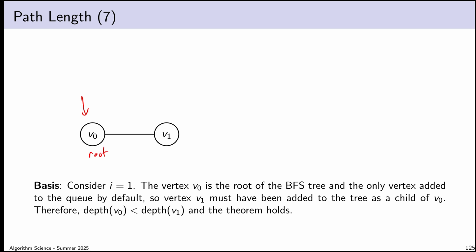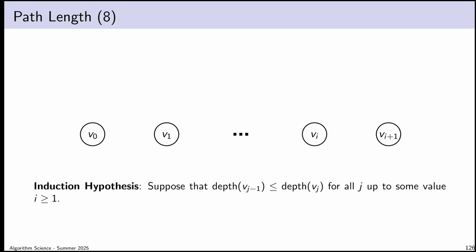Okay, so what about vertex V1? Well, the only time I would have added vertex V1 is when I was processing vertex V0. That's the way BFS works, which means that the depth of V0 is 0, because it's the root, and the depth of V1 has to be 1, because it's a child of the root. Okay, so the depth of V0 is less than the depth of V1, and the theorem holds. We're good.